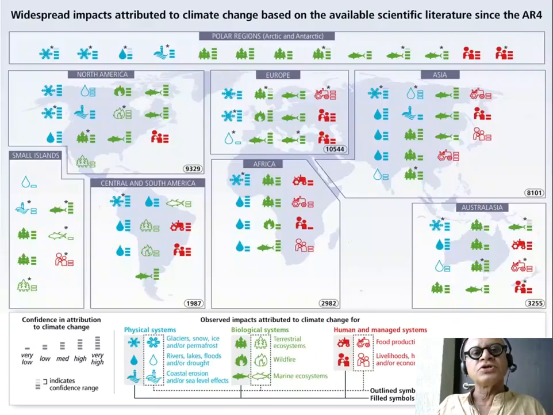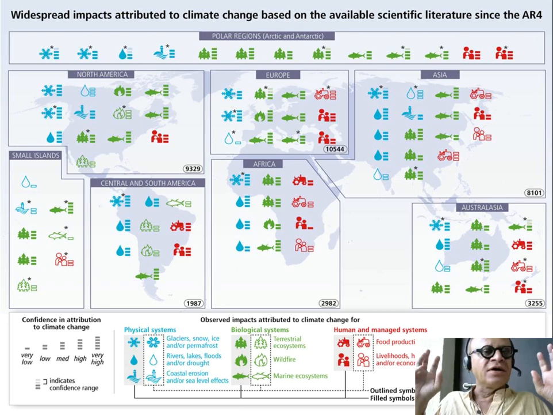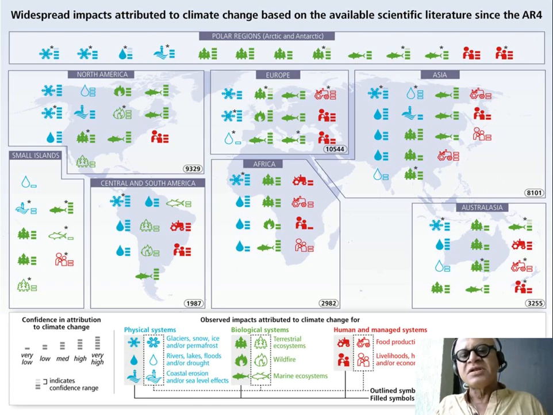Good. So just to go back to this last slide, it looks complicated, but actually it's fairly straightforward. What the IPCC and all its committees do is collect all the documented evidence in papers, in data, whatever else they can find from people and so on. And they look at physical systems, biological systems, and human and managed systems. So in the physical systems, you have glaciers, snow, ice, permafrost, rivers, lakes, floods and droughts, coastal erosion, and sea level effects, and so on.